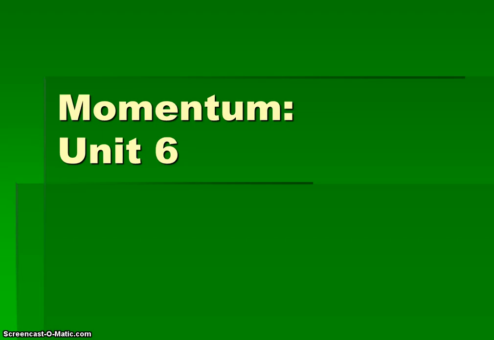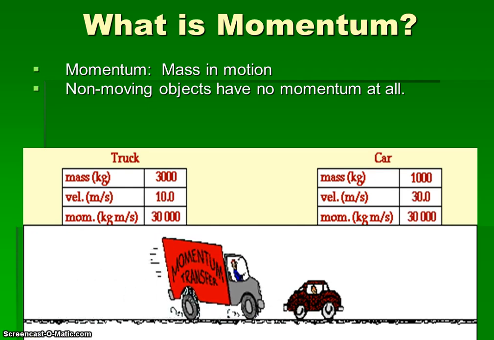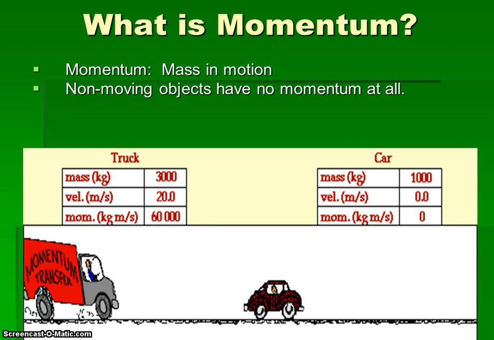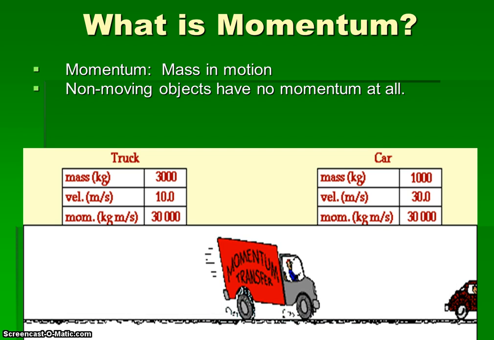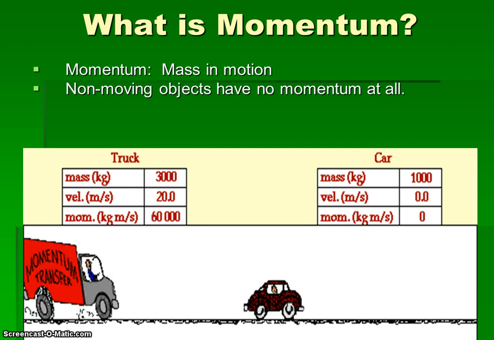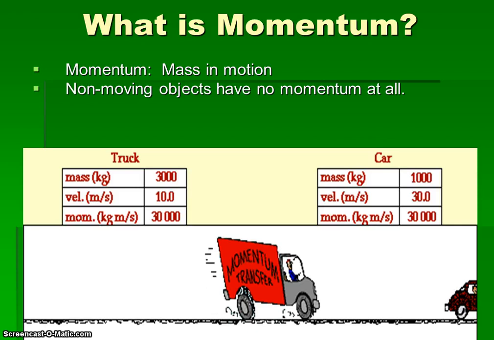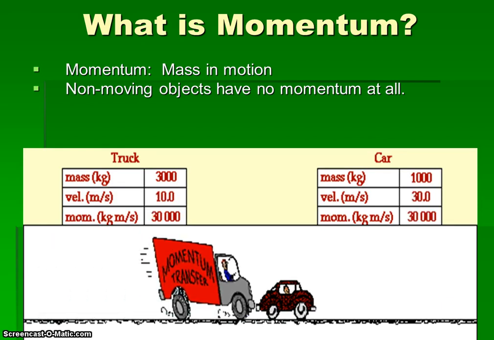Okay, our next unit is on momentum, impulse, and collisions. And so let's first say, what is momentum? Well, momentum is a word we use to describe mass in motion. And if you look at this animation, there's a truck and a car. The truck is moving at first, the car is not at first. And then after they collide, both are moving.